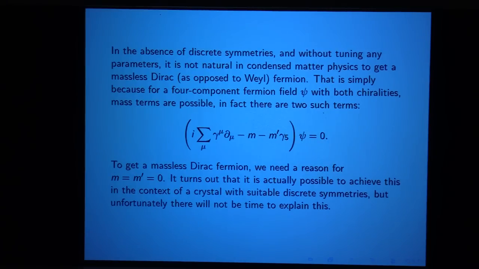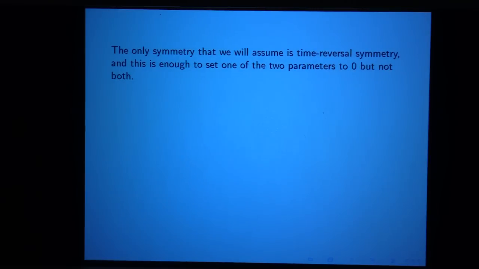So it turns out it's actually possible to achieve this in the context of a crystal with suitable discrete symmetries. But unfortunately, I won't have time to explain this. So the only symmetry I'm going to assume is time reversal symmetry, and that's enough to set one of the 2 parameters to 0, but not both. So the parameter I called M prime is odd under time reversal, but M is even. So in a time reversal situation, the Dirac equation will look like I've written.